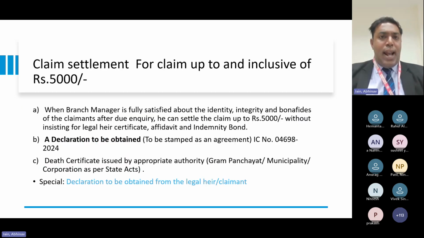So in case we are trying to settle a claim up to 5,000, if the branch manager is fully satisfied with the integrity and bona fide of the claimant, with the due inquiry he has made, he can settle the claim in his capacity without insisting on a legal heir affidavit or indemnity bond. Simply he'll take a declaration, which is given in circular number 4698. He'll take a death certificate from the appropriate authority and a declaration from the legal heir, and then he can settle a claim up to 5,000. It is at the discretion of the branch head.